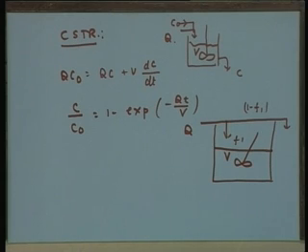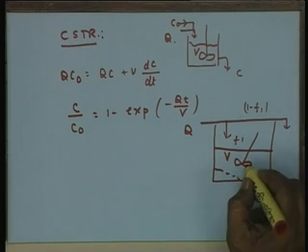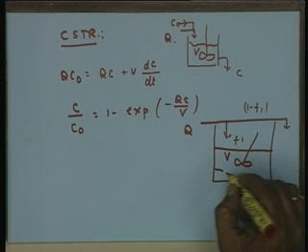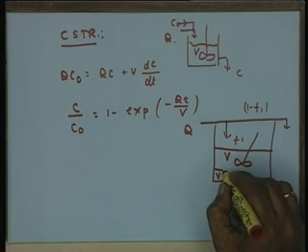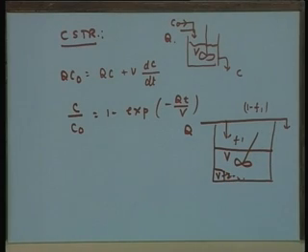And another source of non-ideality could be that the reactor may have some kind of dead zone because of improper mixing. Let us say this dead zone is V into F2, that is, a fraction F2 of the total volume of the reactor is represented as a dead zone where mixing is not taking place.